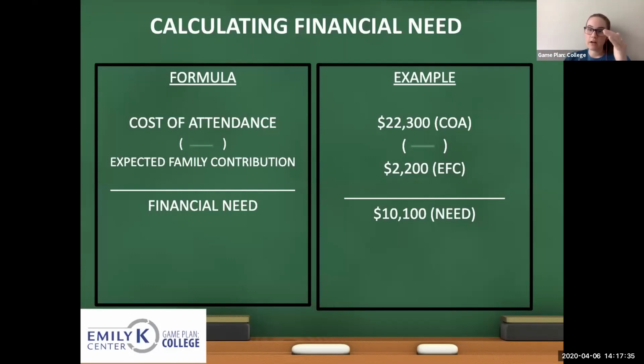So they subtract the EFC, as determined by your FAFSA, from the cost of attendance, and that determines your financial need. That determines how much money the college would need to give you in order for you to go. For example, if the cost of attendance is $22,300 and your EFC is $2,200, the college would need to give you around $20,000 in order for you to attend that school.